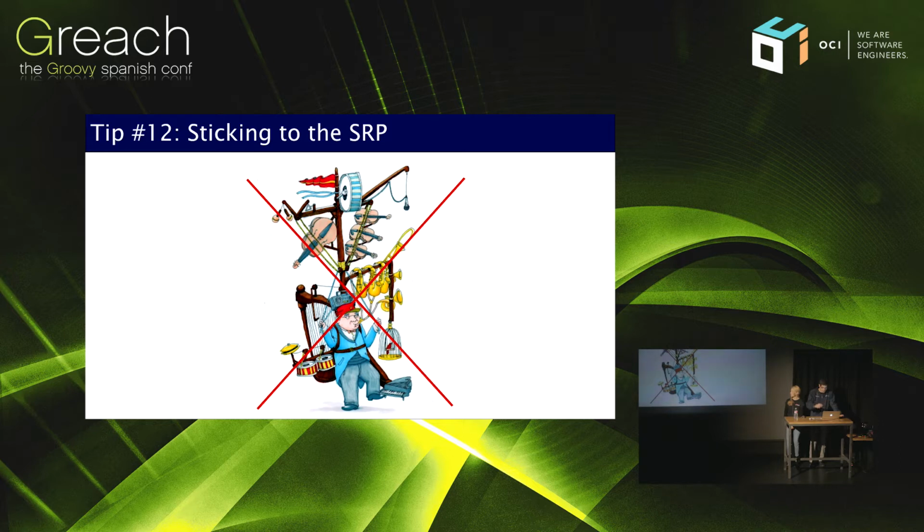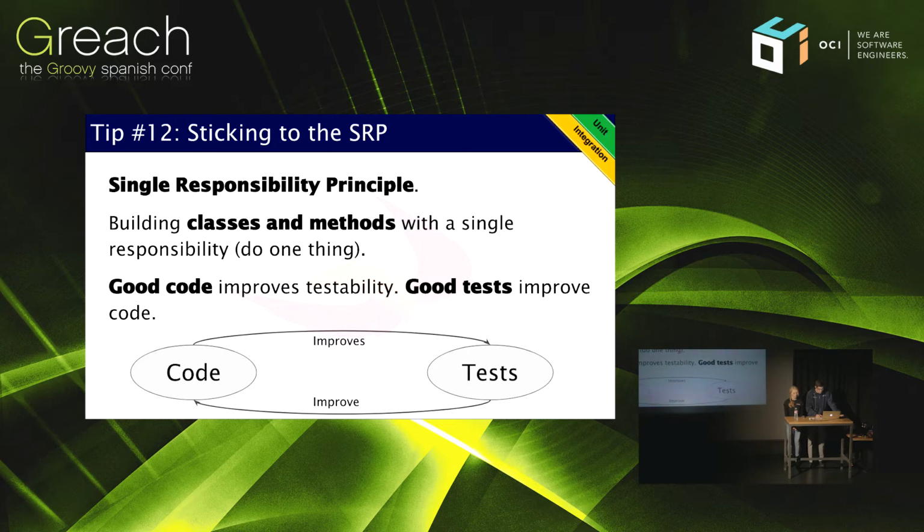Okay, so this tip and the next one are tips that not only apply to Groovy and Grails development, but in general to all languages and frameworks. And this one is sticking to the single responsibility principle. Classes and methods should have just one responsibility in order not to grow in size and keep the code base well structured and maintainable.